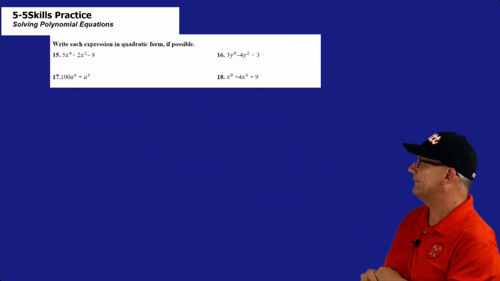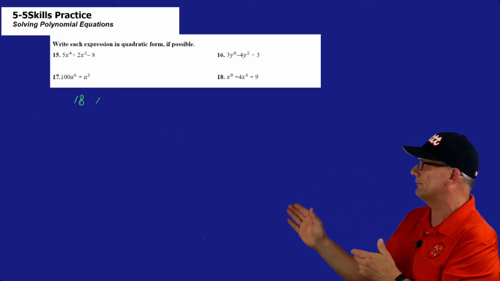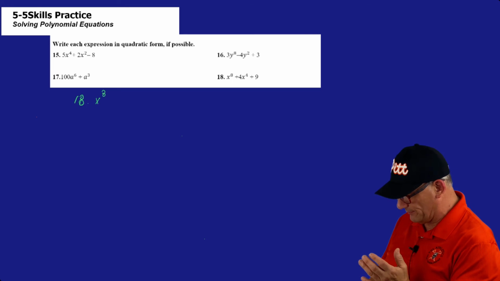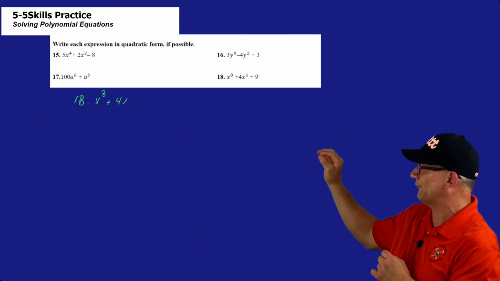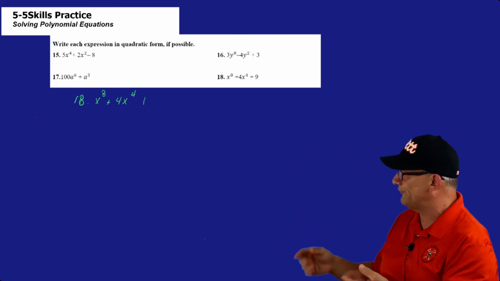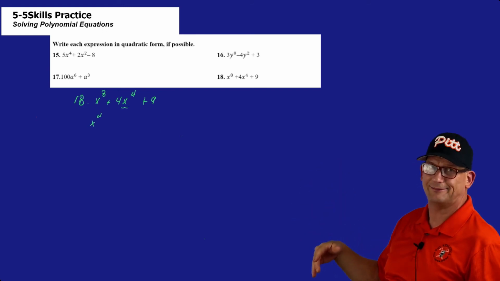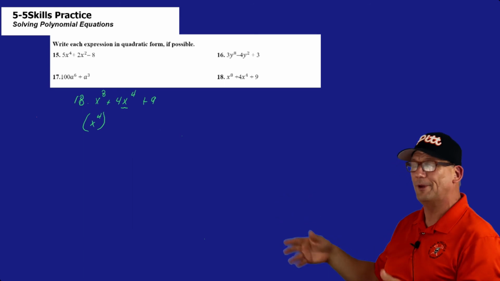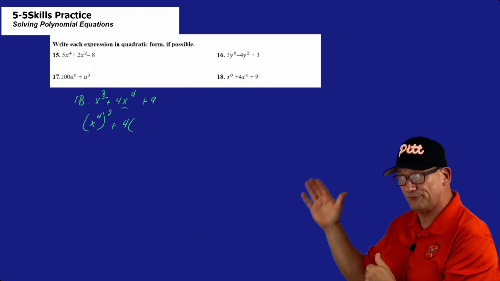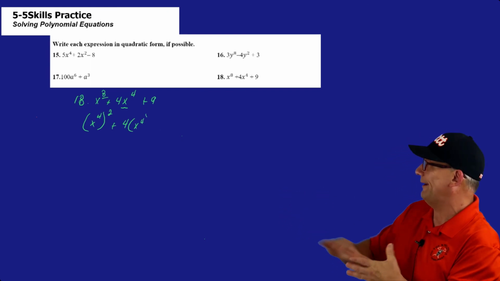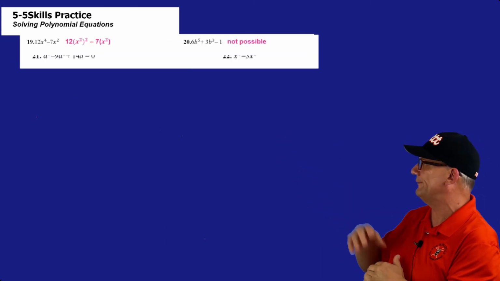All right, 18. Can you take the x to the fourth, put it in parentheses and square it and have it equal x to the eighth? Well, the answer is yes, that does equal x to the eighth. So this we can put in quadratic form. So x to the fourth squared, then the next one is x to the fourth raised to the first power, plus 9. That's quadratic form. All right, there are your answers to 19 and 20. 19 and 20 are not possible.